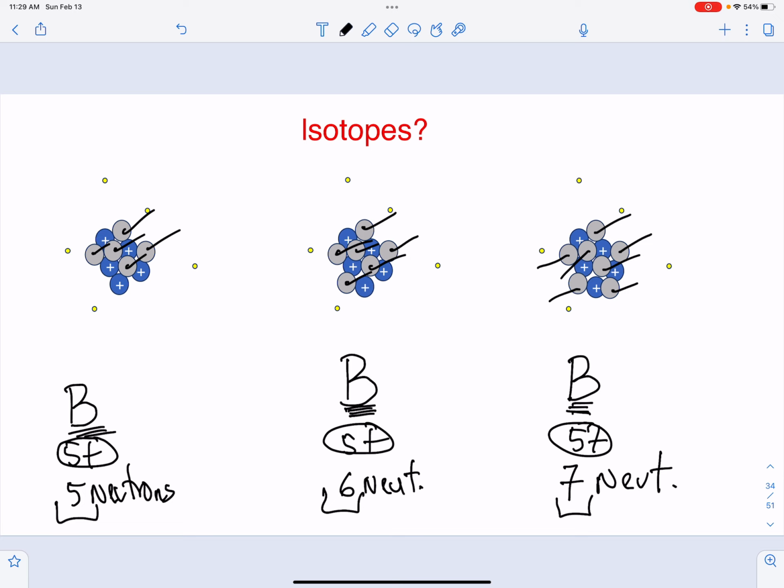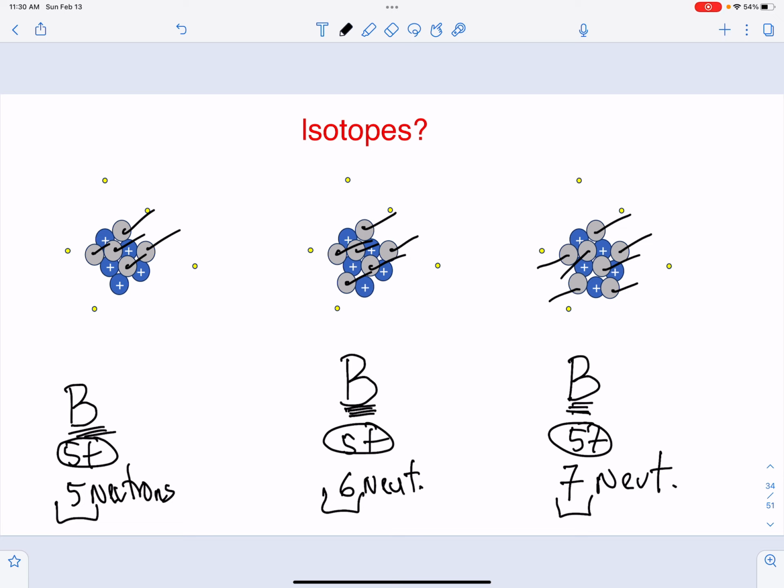When they are formed from the extreme pressure of the supernova, sometimes they capture this many neutrons during the creation. And even though the element has the same number of protons, making it the same element, the neutrons are different. So that's what the isotope is. When the number of neutrons is different on the same element, on the same atom with the same number of protons.